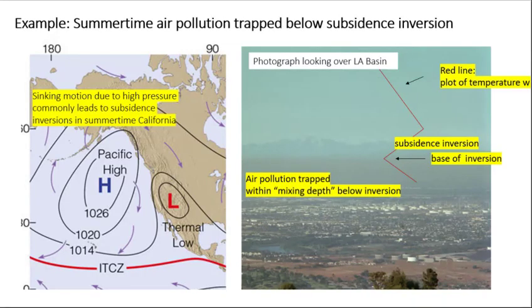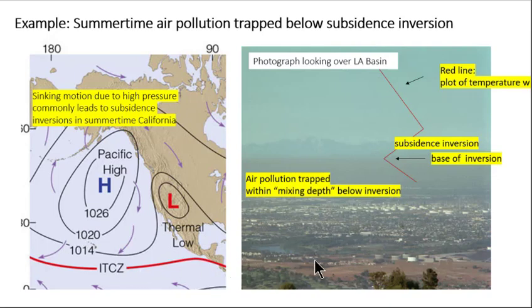As mentioned, the most relevant example for purposes of this class is summertime in California. This slide illustrates this briefly. On the left is a visual of the Pacific high pressure system offshore of California presented earlier. The Pacific High is a persistent summertime weather feature of California. Subsidence associated with this high pressure system forms subsidence inversions.